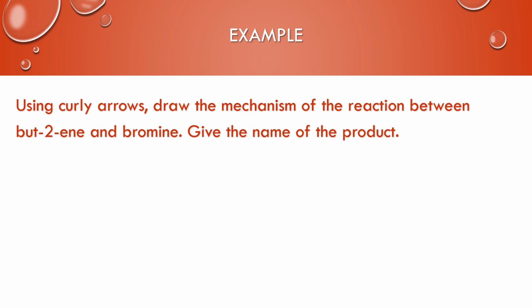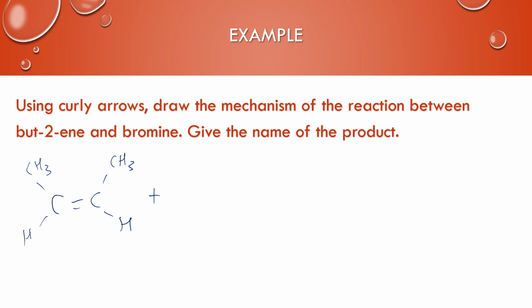Okay, so for this example, it says using curly arrows, draw the mechanism of the reaction between but-2-ene and bromine and give the name of the product. So but-2-ene will look like this, where the double bond is in the center of the molecule, completely symmetrical. It doesn't tell us whether it's a cis or trans isomer. It doesn't matter for this. And you have bromine.